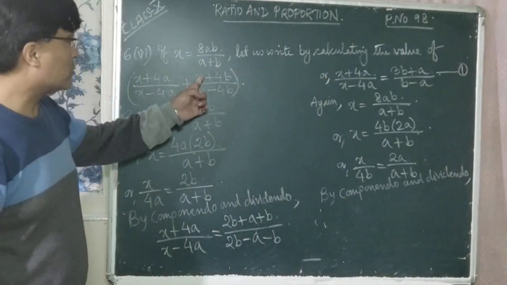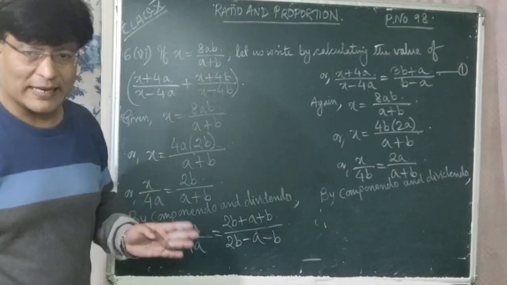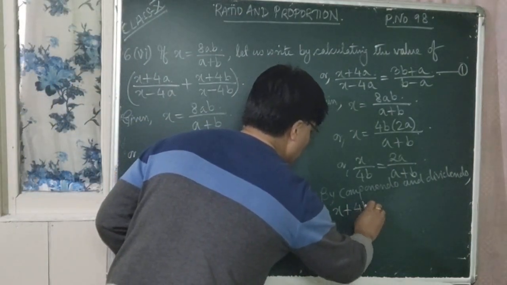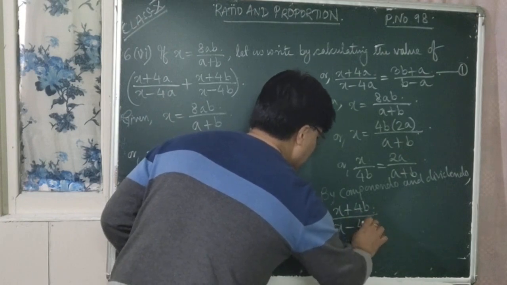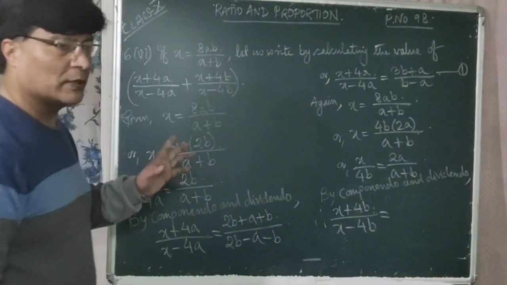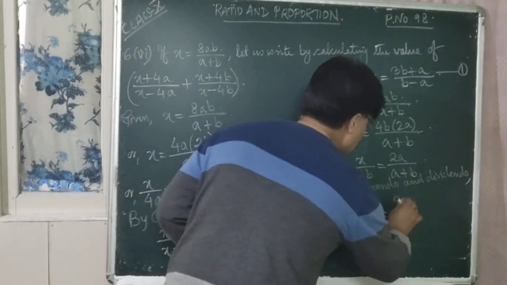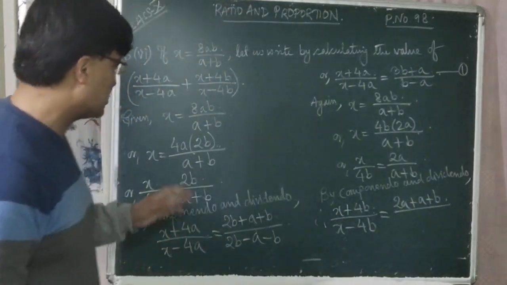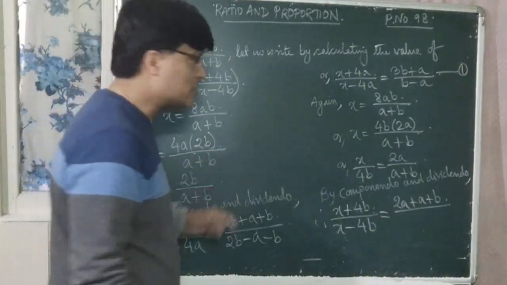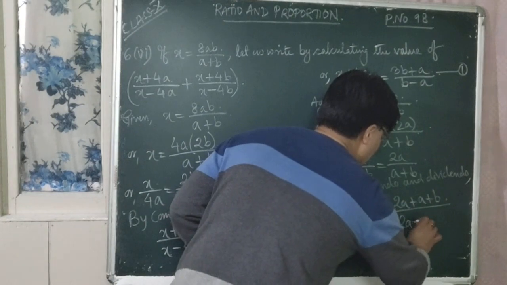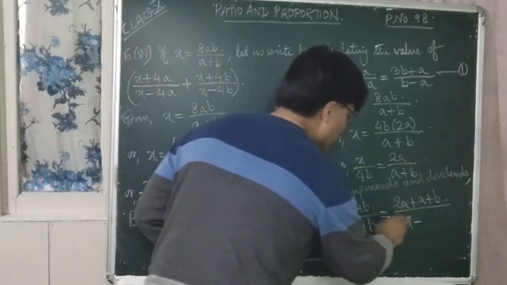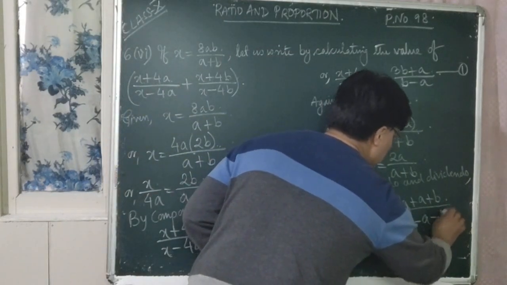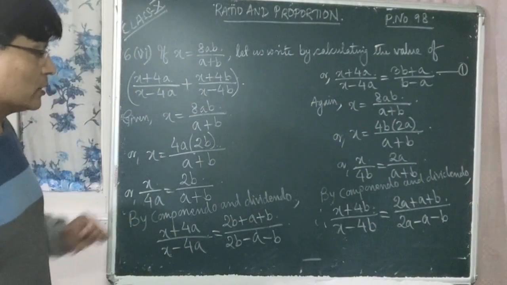So what do we have by componendo and dividendo? In the numerator you have to write plus, and in the denominator you have to write minus. What is numerator plus denominator here? It is x plus 4b upon x minus 4b is equal to, so on the right hand side what do we get? 2a plus a plus b, that is numerator plus denominator, divided by numerator minus denominator. So it is 2a minus a minus b. Because of this minus sign, the sign changes. So is that clear now?